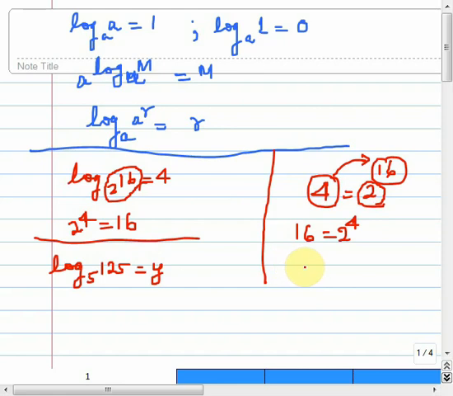Its exponential equivalent we have to find. What we do in the rough, we write 5 to the power 125 is equal to y, and we change positions of 125 and y. So our exponential equivalent will be 5 to the power y is equal to 125. This will be the exponential equivalent.